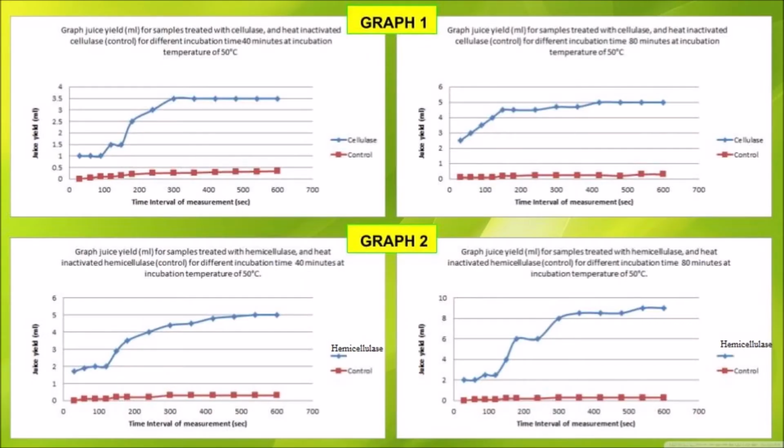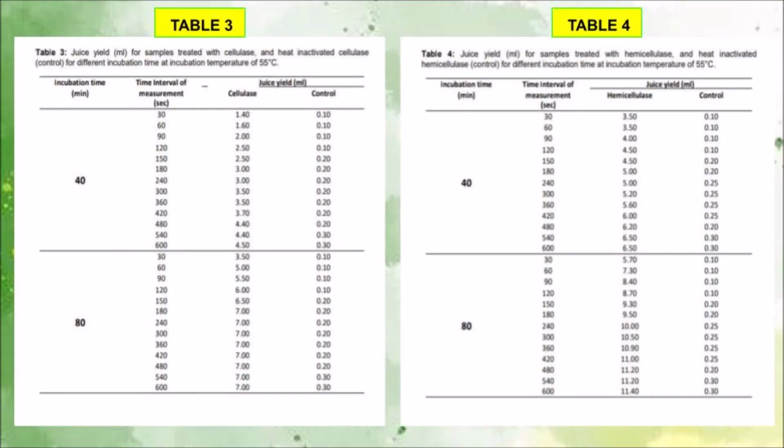So we convert the data into graph 1 and graph 2. Graph 1 is the graph of juice yield for the sample treated with cellulase and heat inactivated cellulase for different incubation times, at an incubation temperature of 50 degrees Celsius. The left one is for an incubation time of 40 minutes. The right one is for 80 minutes. And graph 2 is hemicellulase for 40 minutes and also 80 minutes.